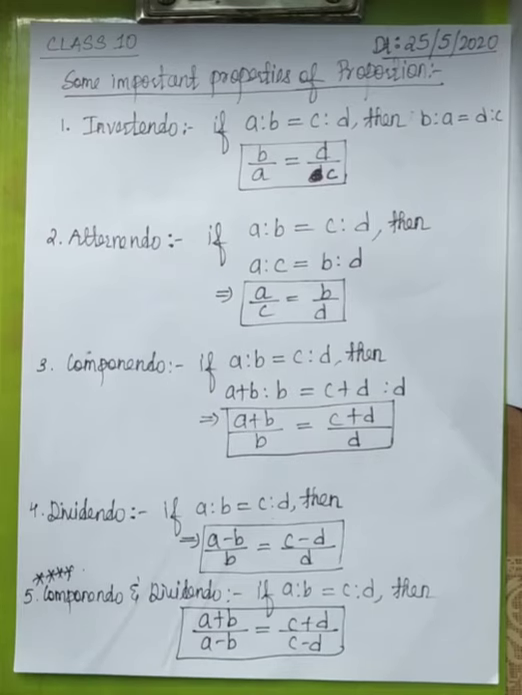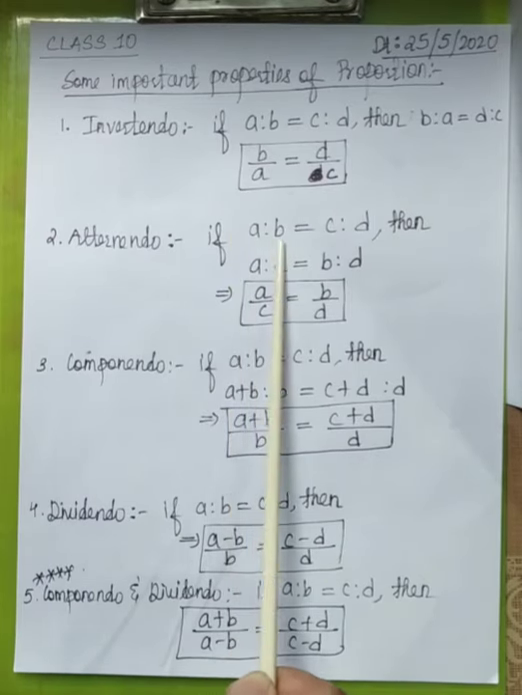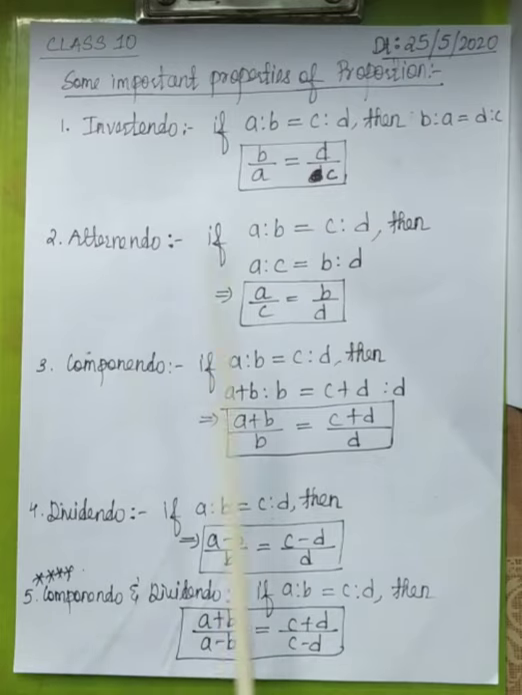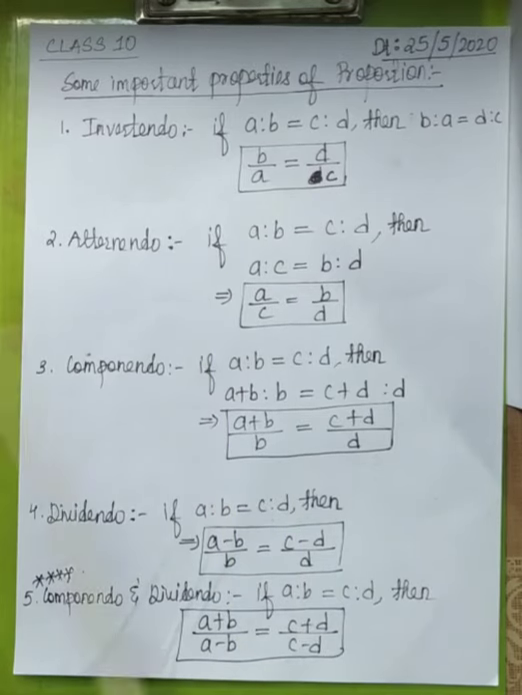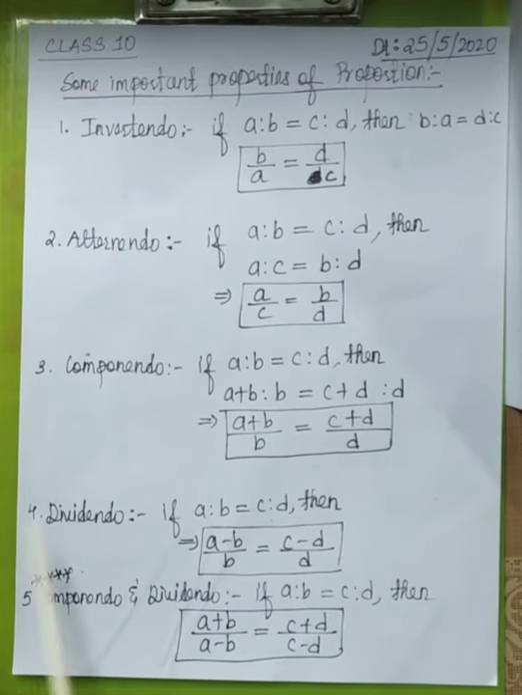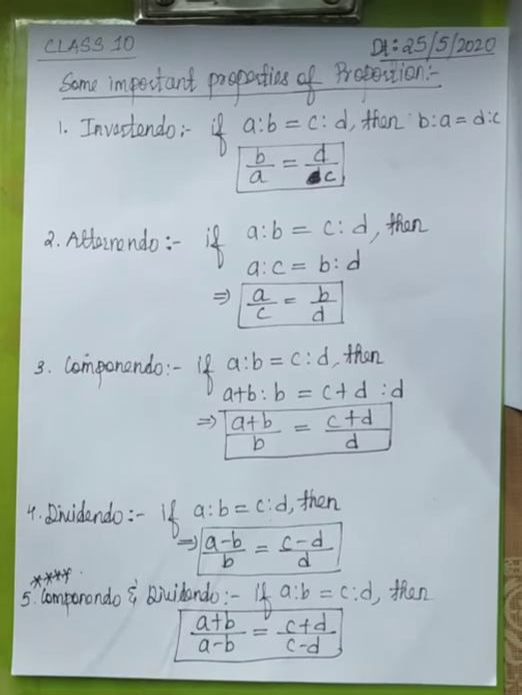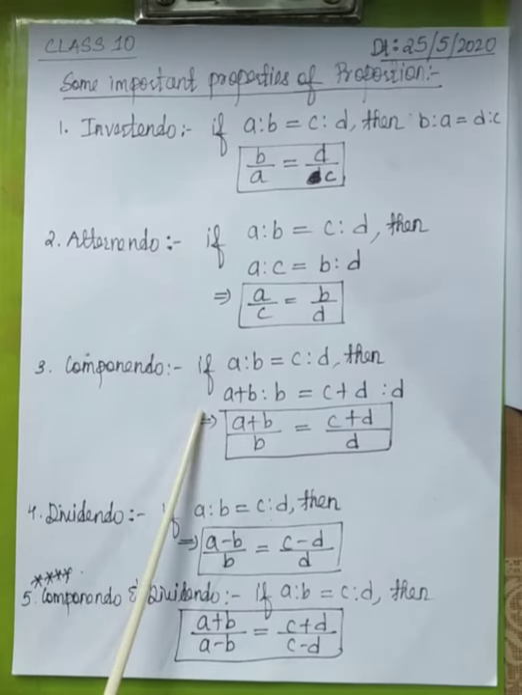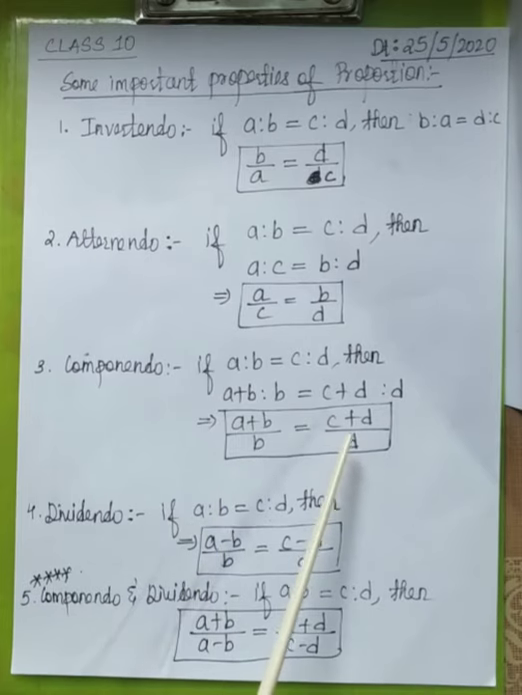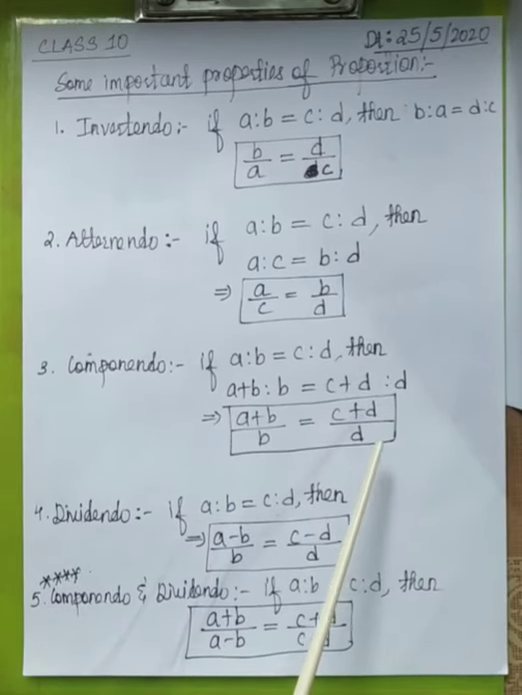Invertendo. Number two, alternando. If A is to B is equal to C is to D, then I can write A is to C is equal to B is to D by cross multiplication. You can verify yourself. Okay, it is on page number 95. Componendo. Componendo means if A is to B is equal to C is to D, if four numbers are in proportion, then A plus B divided by B is always equal to C plus D divided by D.